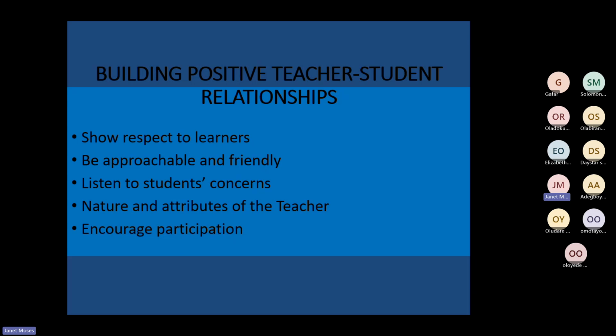The next one is building positive teacher relationship. We must have a good relationship with our learners. We cannot say because they are our learners, we cannot relate with them because they are small, they are children. We need to relate with them very well. We should show respect to them. When they talk, we should also listen to them as a teacher. Even when they are saying nonsense, when they are saying rubbish, let's still listen to them. This will help us very well in arranging our class very well.